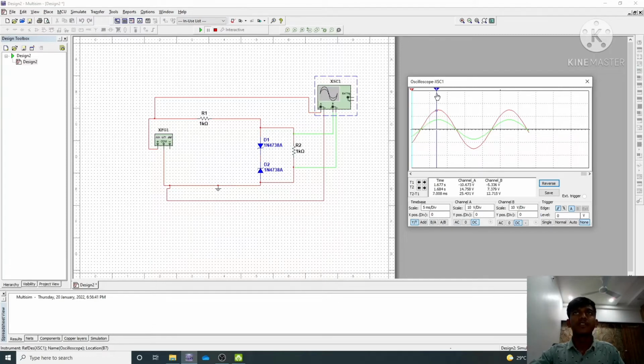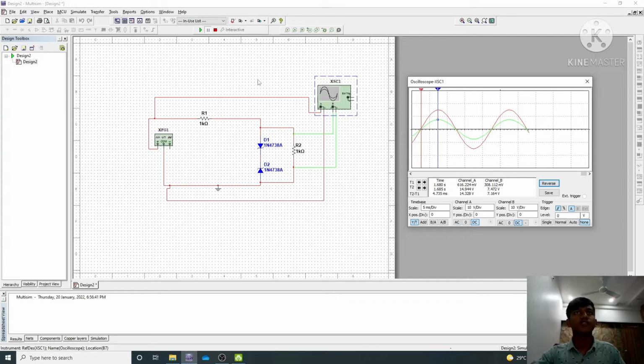So this red sinusoidal wave is an input. This is a 15-volt peak, as we can say. Now let's see the output. Our output is also nearly 7.5 volt. So by that we can say this will work for sinusoidal waveform.